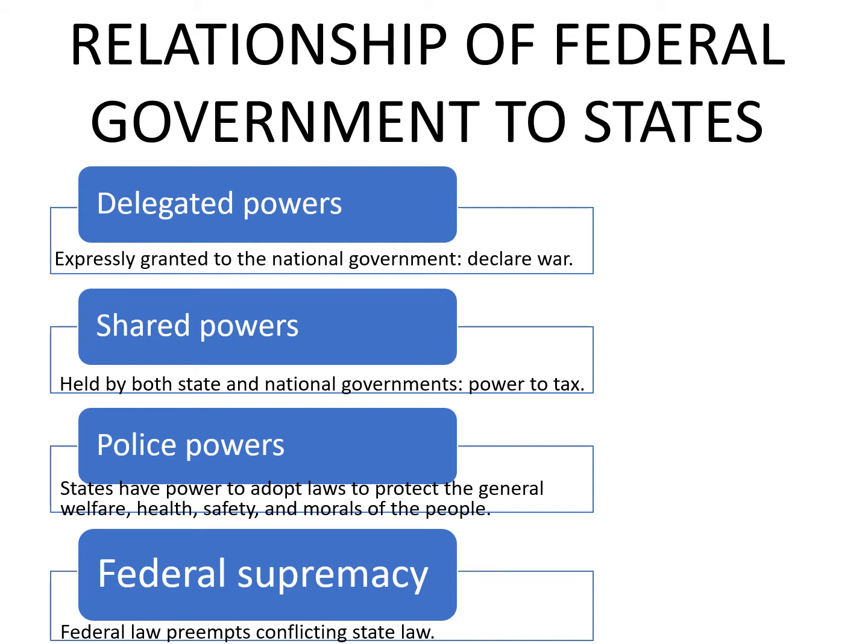Shared powers, these are areas in which the states agree to share power with the federal government. A prime example of shared powers is the power to tax. Both the federal government and the state governments tax individuals. Then we have a notion of police powers, which is broader than the term police, but it's the power to enact laws that protect the general welfare, health, and safety of the people. And typically, police power also resides in the states.